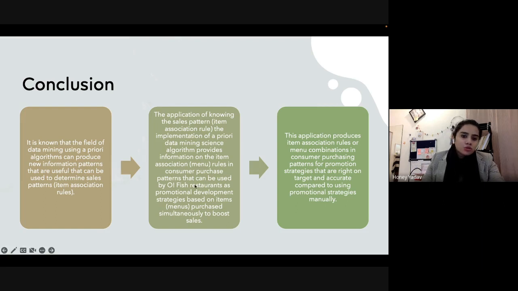Apart from that, they also acknowledged that market basket analysis was useful for their sales promotion strategy, and they were actually able to reframe their menu and utilize these item association rules in their customer purchase patterns. This was something very insightful from this case.